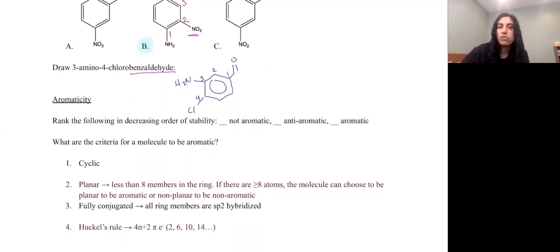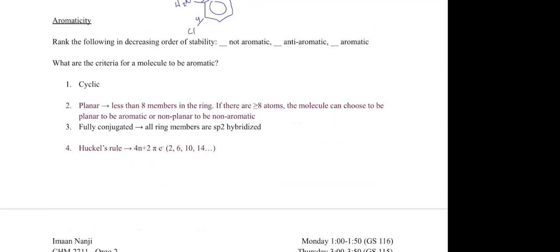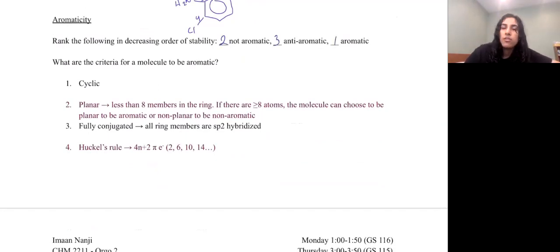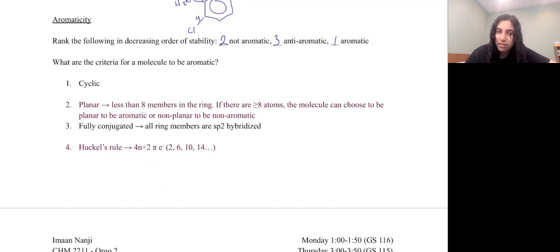So now is aromaticity, which I think is the bulk of the chapter 14 questions. So rank all of these in decreasing order of stability. Anti-aromatic is least, and then non-aromatic, and then aromatic. Yeah, perfect. Although I think Dr. Roche is not concerned with non-aromatic and anti-aromatic. I think he's mostly concerned with identifying what's aromatic.